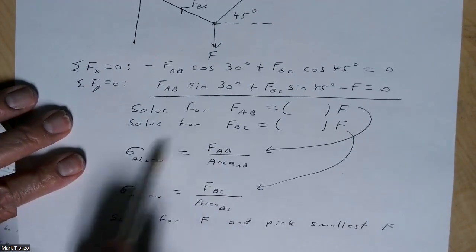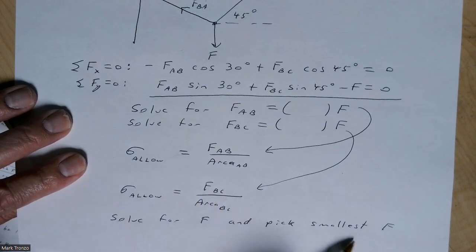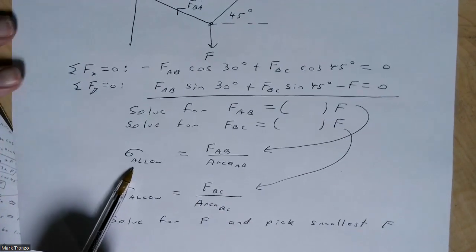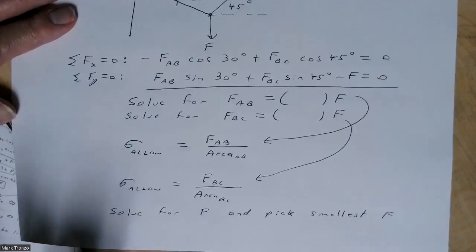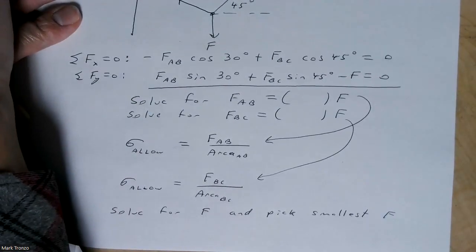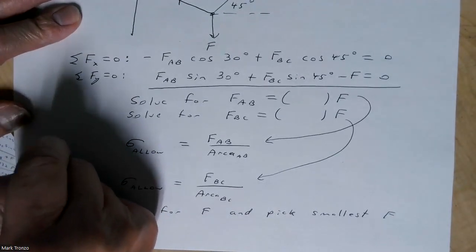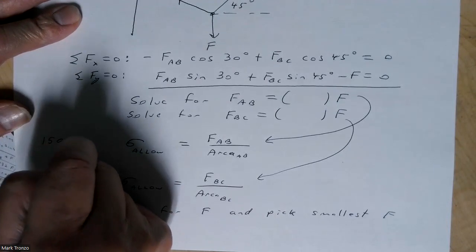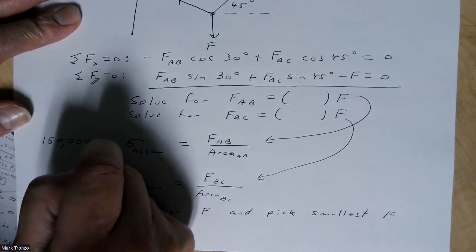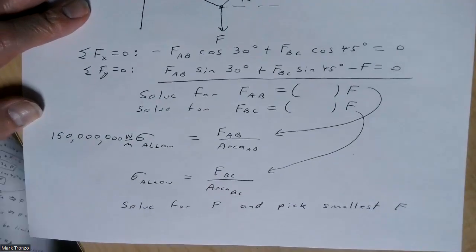So you'll get an F when you solve this one, then pick the smallest one. Now, when you put your allowable in, on mine I think the allowable was 150 megapascals. Remember to change that to Newtons per meter squared. Remember, you have to add 10 to the 6 Newtons per meter squared for your allowable.